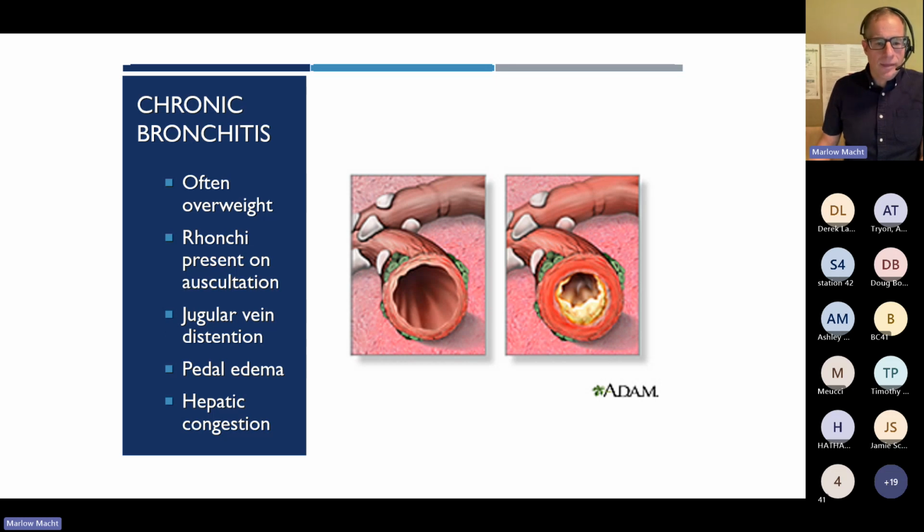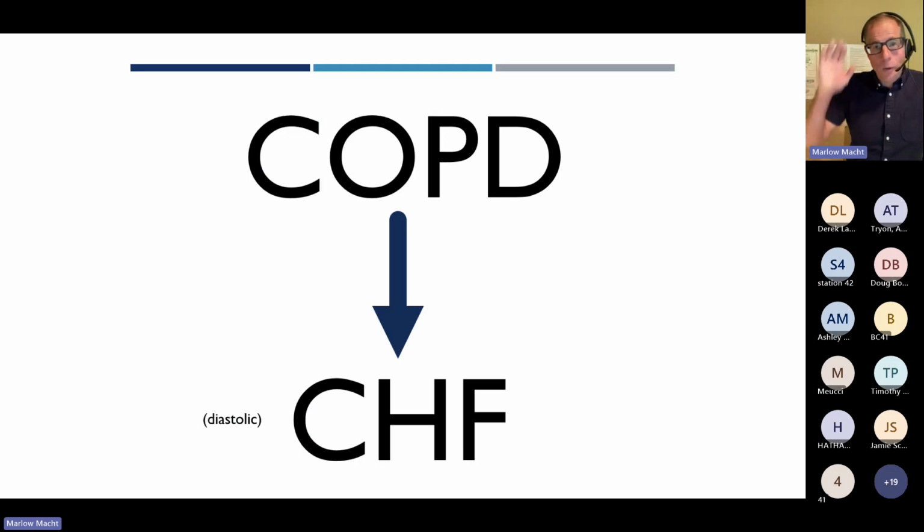And then they can also develop signs of CHF. And the reason that COPD leads to CHF is that you've got the right side of the heart that's pushing against these stiff lungs over years and years, and ultimately you develop diastolic heart failure. And so if you see anyone who's had COPD for a prolonged period of time, it starts with the COPD.